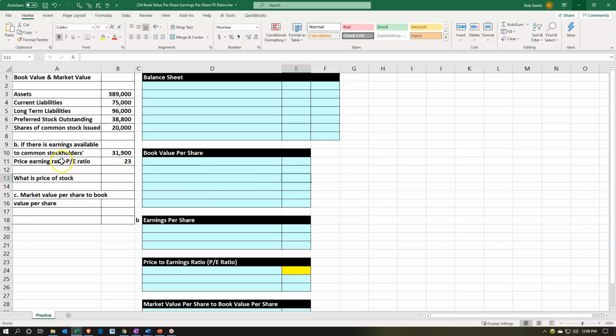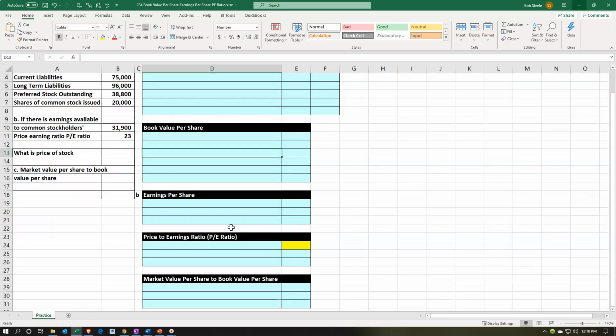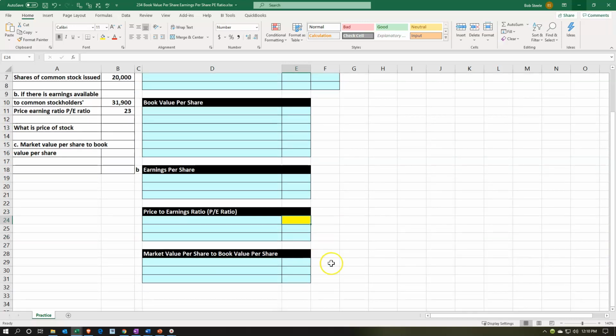Here we are in Excel. We have our information on the left-hand side. We're going to put that into the blue area on the right-hand side. So we're going to be calculating, in essence, a balance sheet calculation so that we can then calculate the book value per share, the earnings per share, and the price to earnings ratio, otherwise known as the PE ratio, which we're going to have to back into. So we'll discuss how to back into that, this common book problem, helping us to understand these ratios. And then we have the market value per share to the book value per share.